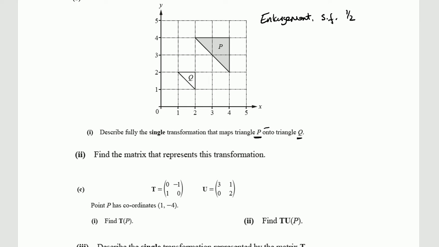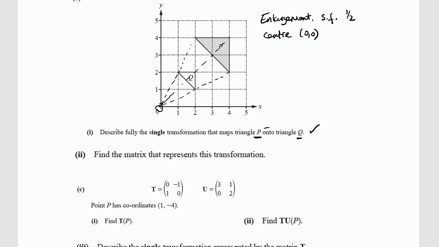And enlargements have to have a center of enlargement. This is easily found by tracking back with lines to see where those lines meet. And it's pretty obvious these lines are meeting at the origin. So we'd say center (0, 0). And that's the first part of my question done.